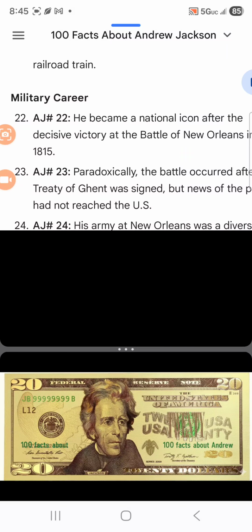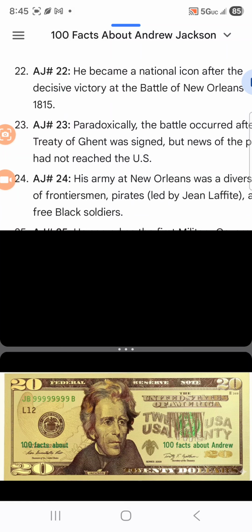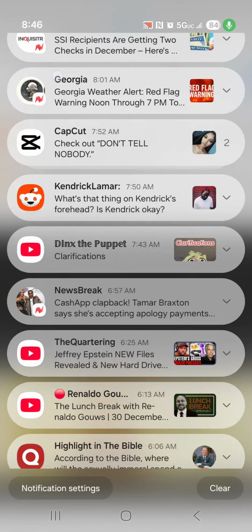AJ number 22. He became a national icon after the decisive victory at the Battle of New Orleans in 1815. AJ number 23. Paradoxically, the battle occurred after the Treaty of Ghent was signed, but news of the peace had not reached the U.S. Yeah, this is back when news traveled slow because we didn't have telephones and we had to write letters and so forth and so on. So, yeah.